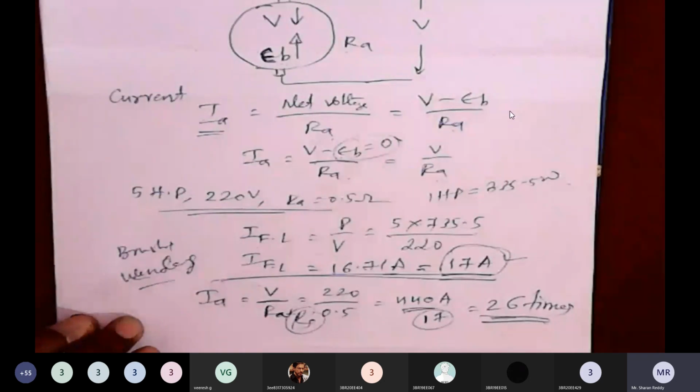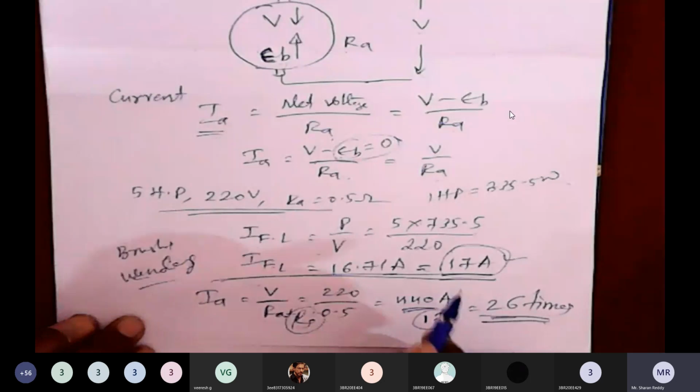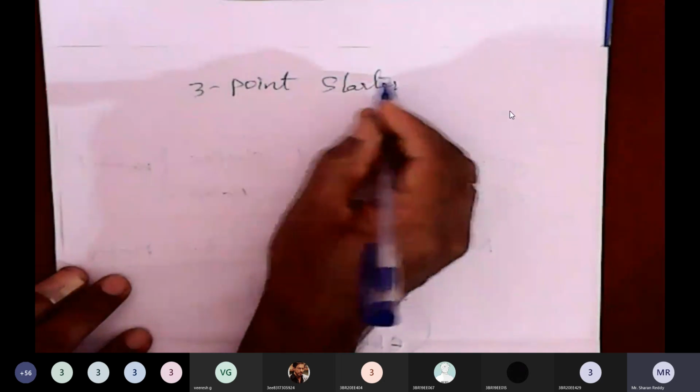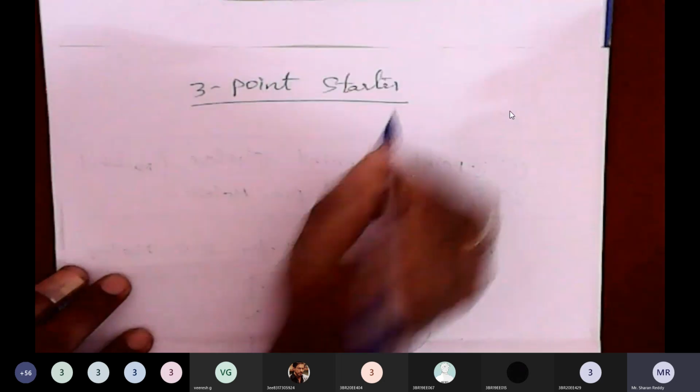But what about at the time of starting? Back EMF is 0. That's why the current taken by the motor will be dangerously high. So somehow we have to control it by connecting a starter. What is a starter basically? If you consider the 3-point starter, all of you are familiar with it. You have seen it used in the laboratory. The 3-point starter, what is it having?